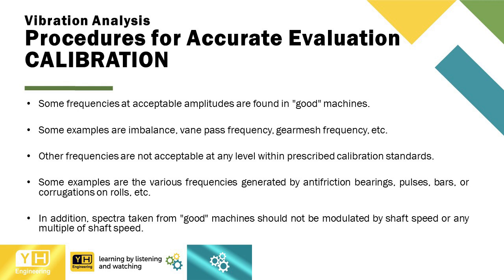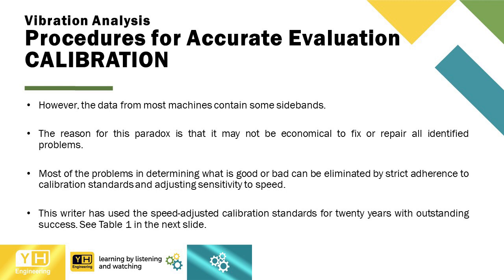In addition, spectra taken from good machines should not be modulated by shaft speed or any multiple of shaft speed. However, the data from most machines contain some sidebands. The reason for this paradox is that it may not be economical to fix or repair all identified problems. Most of the problems in determining what is good or bad can be eliminated by strict adherence to calibration standards and adjusting sensitivity to speed. This writer has used the speed-adjusted calibration standards for 20 years with outstanding success. See Table 1 in the next slide.